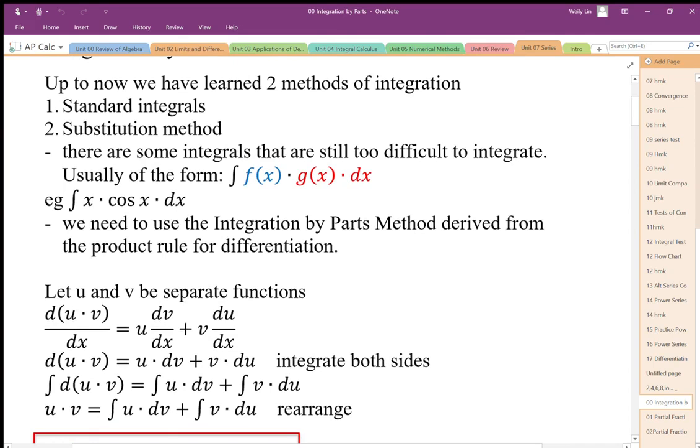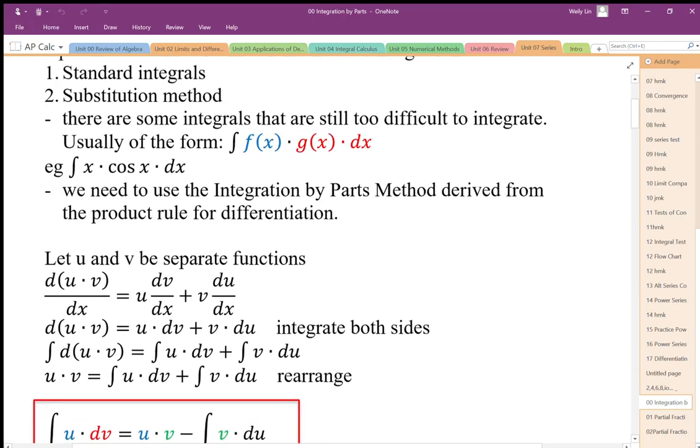So the first part of this lesson, we're just going to look at how we come up with this rule. Now, you don't need to generate this rule yourself, but you should know that it comes from somewhere. And essentially, this integration by parts method is the opposite of the product rule.